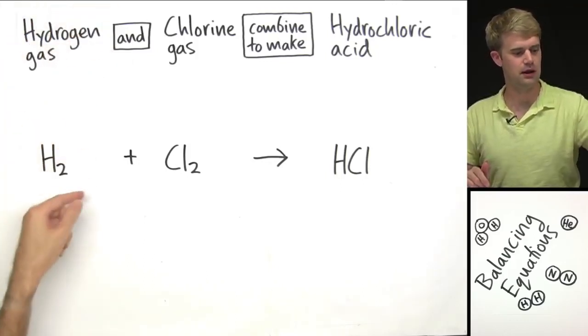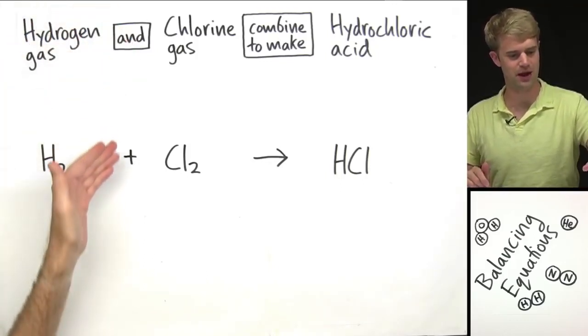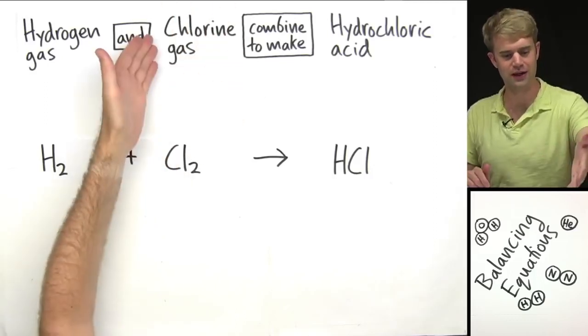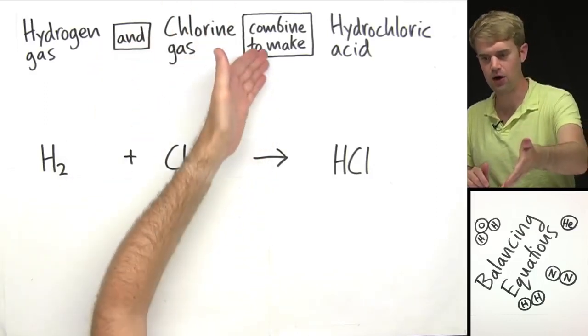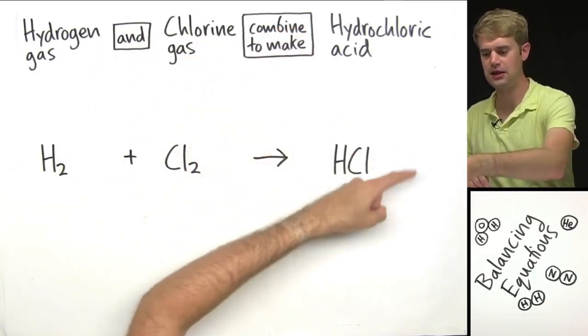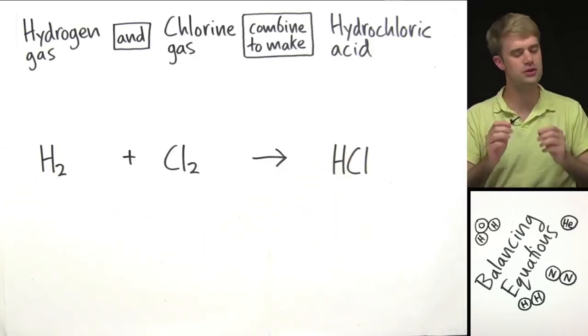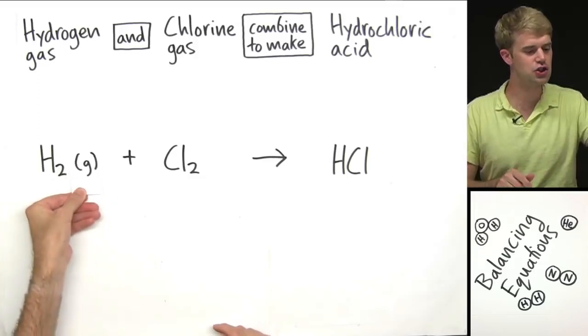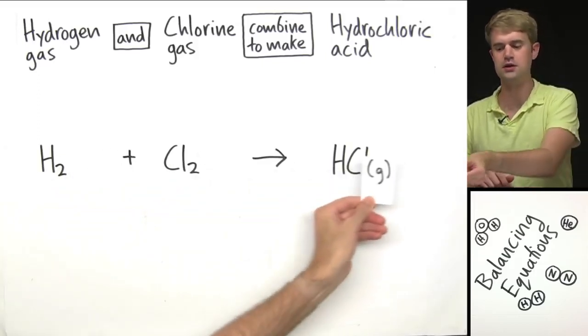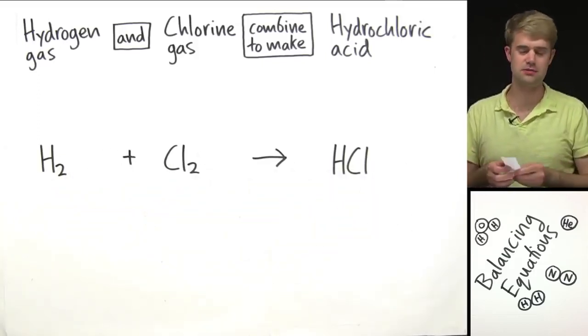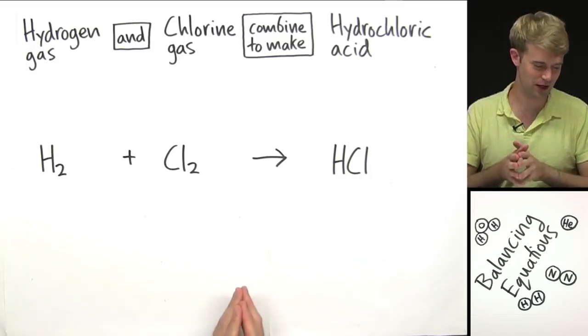So the chemical equation looks like this. Hydrogen gas, its chemical formula is H2. We have the plus. Chlorine gas is Cl2. We get the arrow. And then hydrochloric acid, its chemical formula is HCl. Now if I wanted to be really precise, I could put a (g) in parentheses next to each one of these to show that they're gases, but I'm trying to keep things simple for this video.